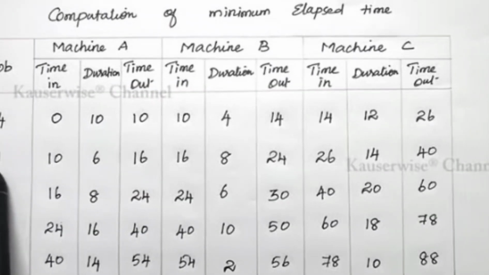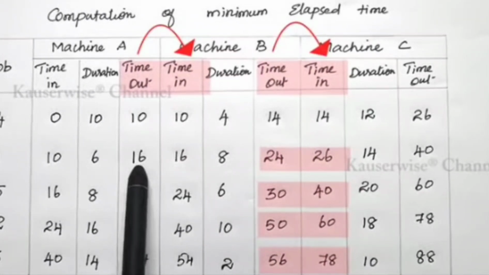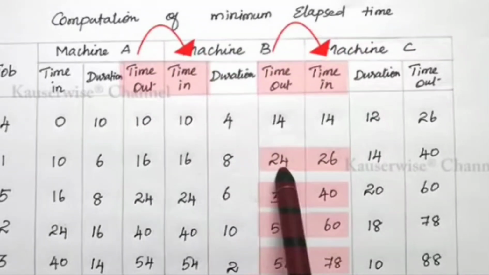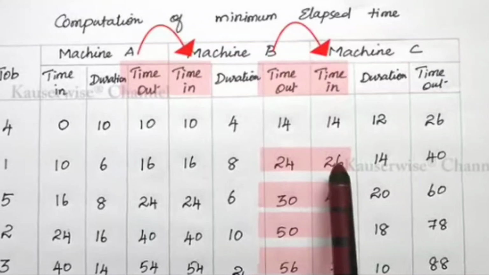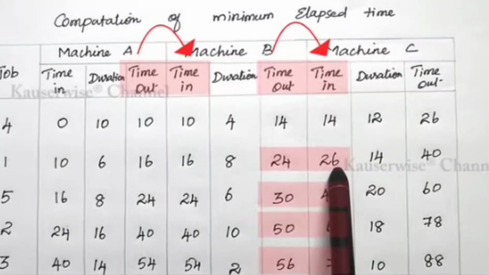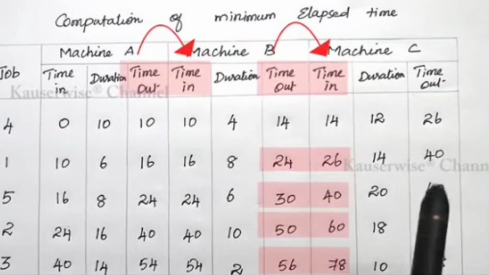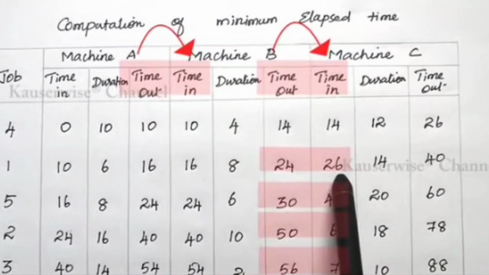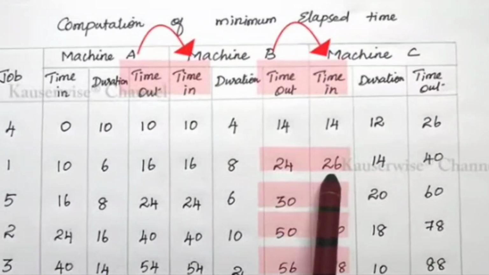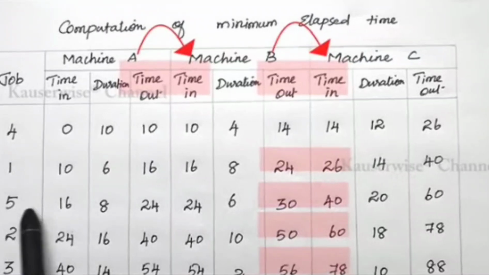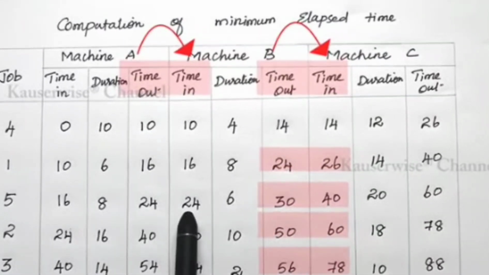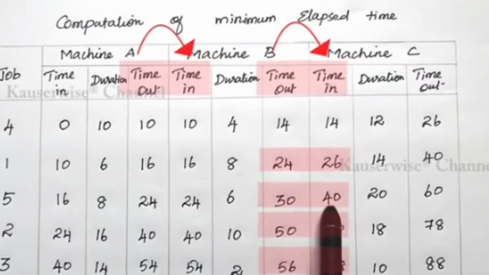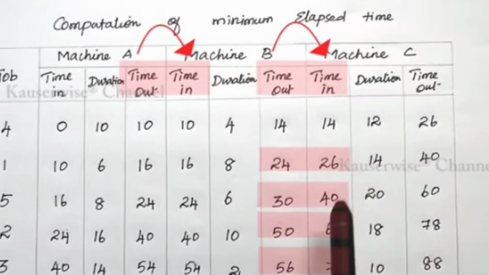Look at the next job. The out time for the first process is 16 minutes and in time is 16. So no waiting. The next one, out time 24 and in time is 26. Here the next job has to wait for 2 minutes for machine C. This is the waiting time for this particular job on machine C. The next job, the out time is 24, in time 24, no waiting. 30, 40. So here 10 minutes waiting time, that too for machine C.